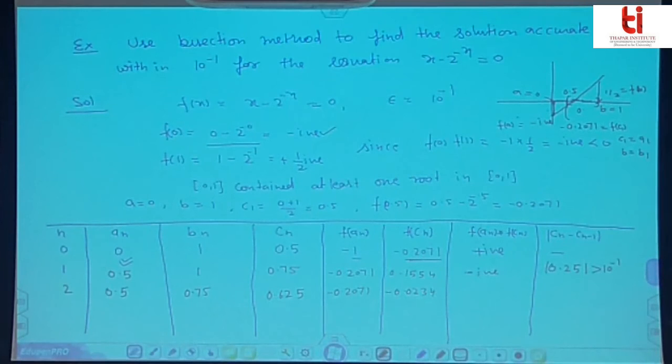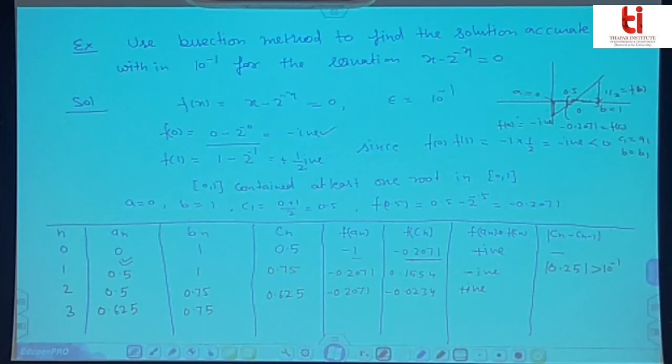0.625, it's minus 0.0234. Multiplication of these values is positive. Positive, that means root is not lying inside AC, root is lying between C and B. So C will be your new A, that's why 0.625 is your A, and B will remain as it is, 0.75.